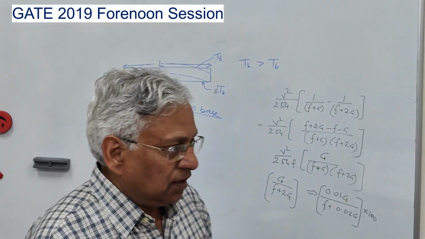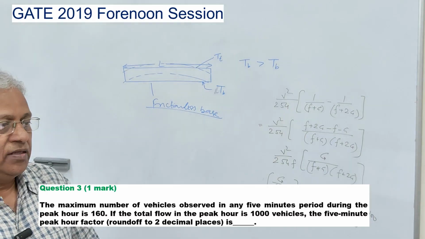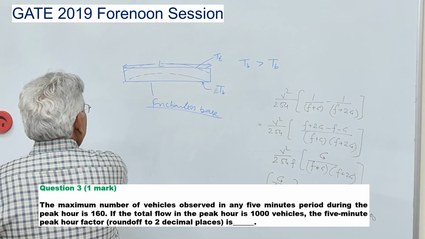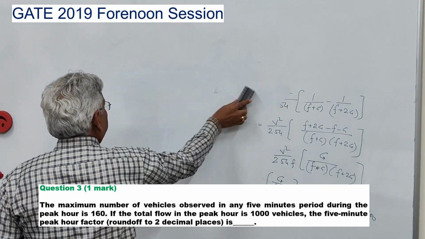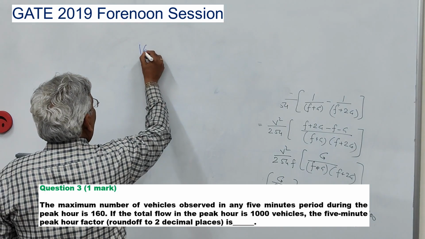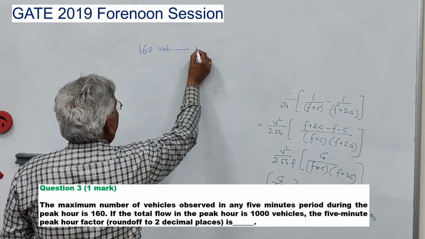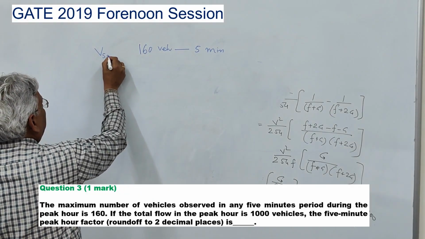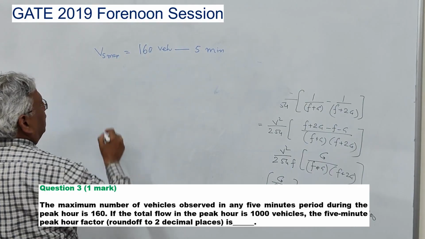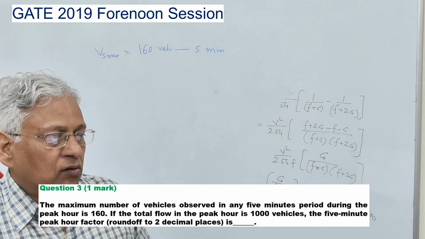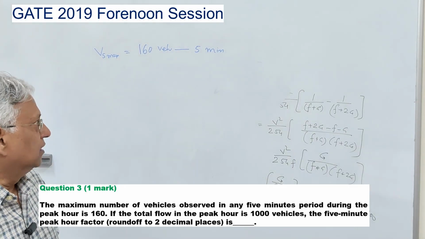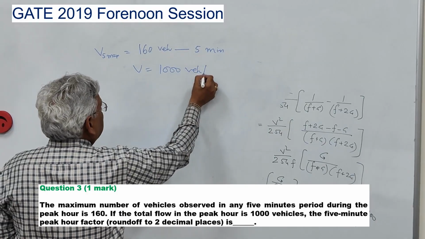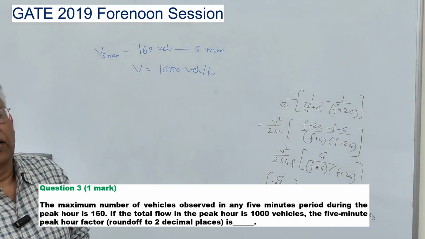No thermal stress. The third question: the maximum number of vehicles observed in any 5-minute period during the peak hour is 160. Vehicles in 5 minutes, and that is the maximum count. So you can say V5 maximum is 160 vehicles. The total flow in the peak hour is 1000 vehicles. Total flow is 1000 vehicles per hour. What is the 5-minute peak hour factor?